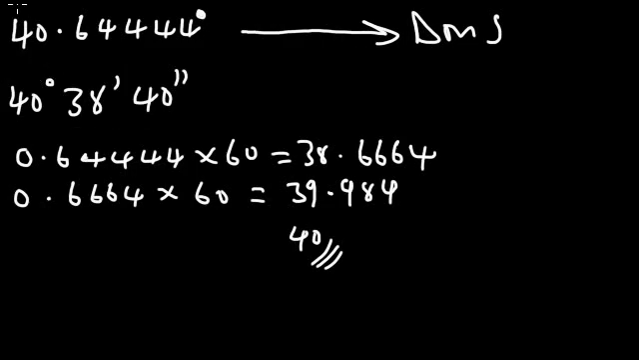So this is how to easily convert decimal angles in degrees into angles in DMS. Now the next thing you have to be familiar with is the reverse process. What if we are given the angle in DMS and we are required to convert it into a decimal angle in degrees? How can we do that? So let's look into that as well.